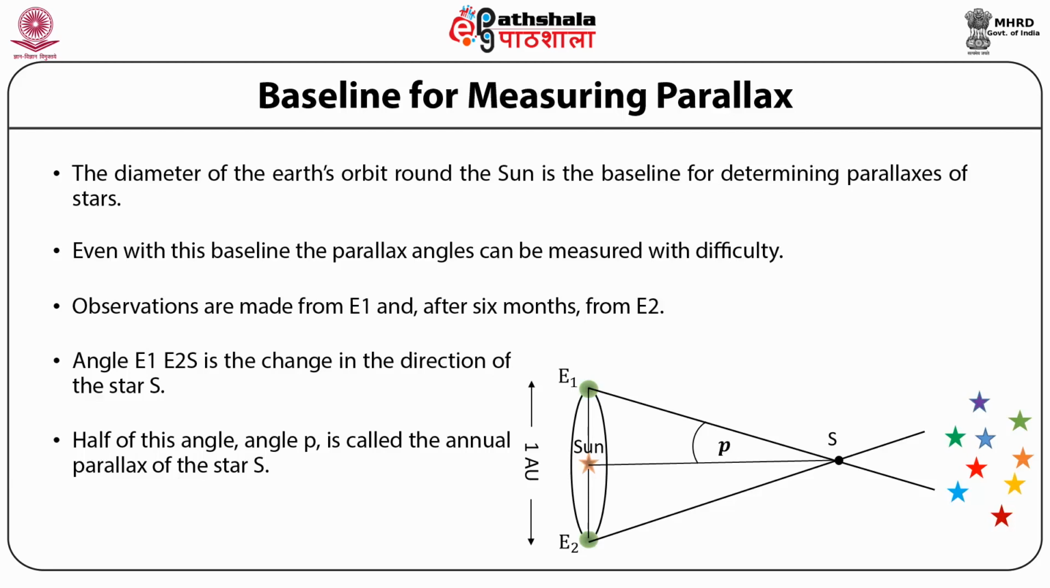With the baseline of Earth's orbit around the Sun, if the parallax angle of a star is 1 second, then the distance of the star from the Sun is called 1 parsec. The distance of a star is proportional to the inverse of the parallax angle. This implies the smaller the angle, the larger is the distance. Angle is measured in arc seconds and distance is measured in parsecs.